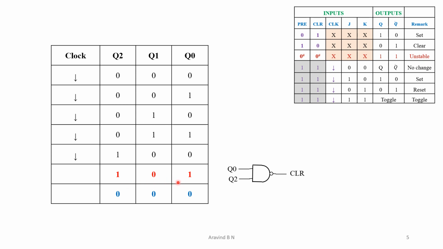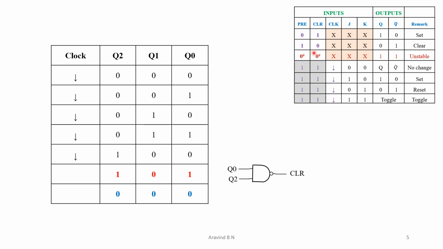So this 101, the Q2 and Q0 is given as input to the NAND gate, and for the NAND gate, if I give the input 1 and 1 over here, then output of the NAND gate will become equal to 0. And that output will be given to the clear signal. So that means clear will become equal to 0.